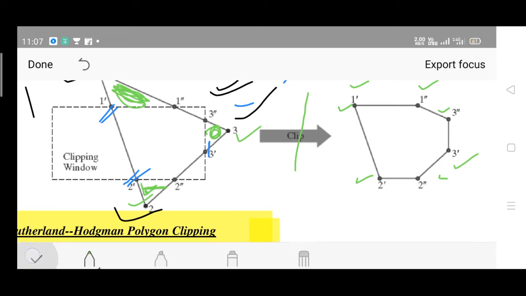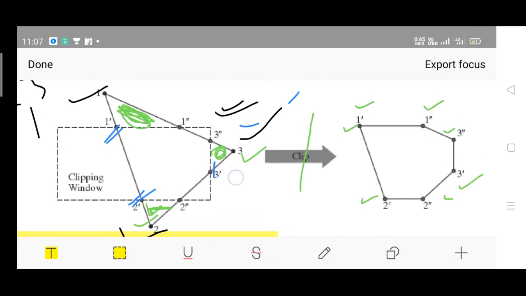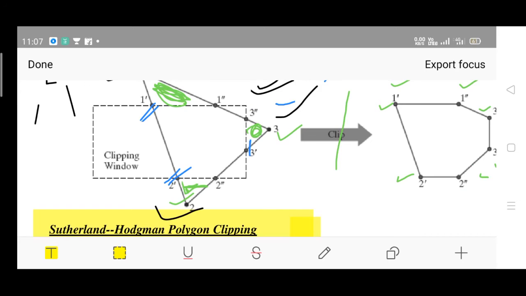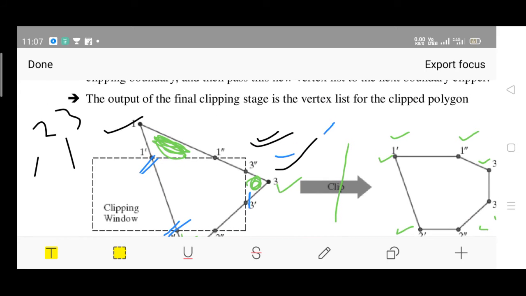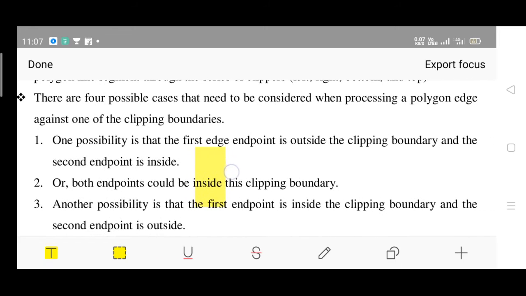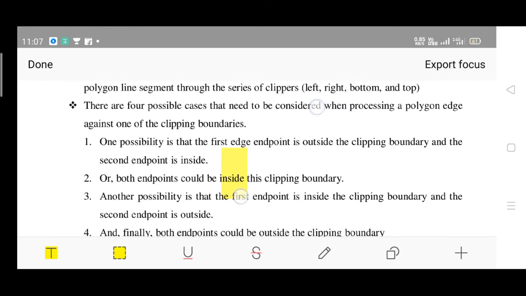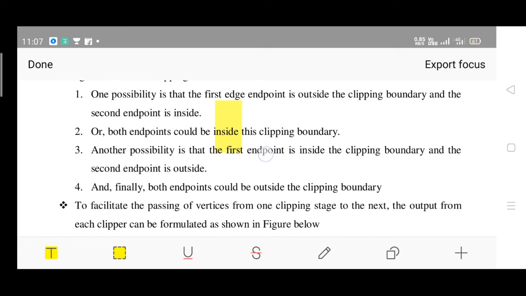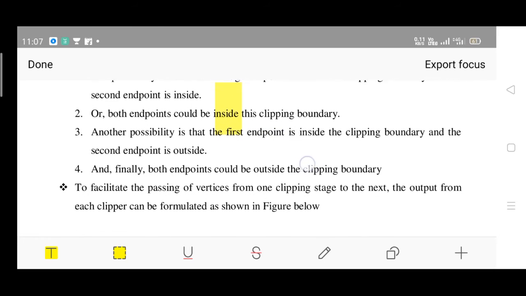Both the 2 and 3, if you consider the line segment, both the endpoints are outside the boundary. 1 and 3 or 1 and 2, whatever you take, all are outside the boundary, isn't it? So these are the cases. Primarily we have to study these cases to understand the clipping concept.